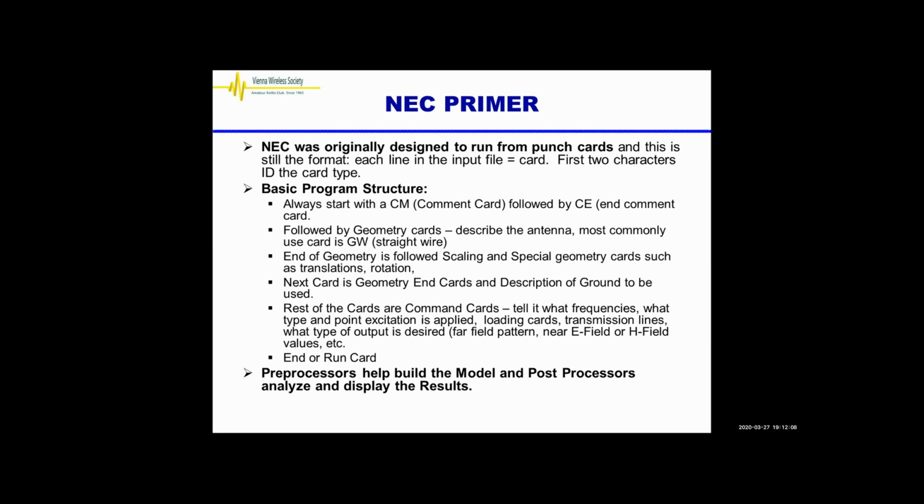With the newer file structure today, we basically use a delimiter of either a space or a comma or multiple spaces. But it'll read those to separate the variables rather than being in a particular column of the card. But the first two entries have to be two letters that tell the program what that card is. So we always start the program with a comment card. It tells you what your program is, CM, and free file text. And you end it with a CE that tells the program, okay, I'm done with my comment.